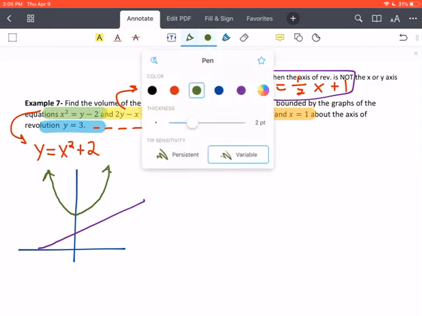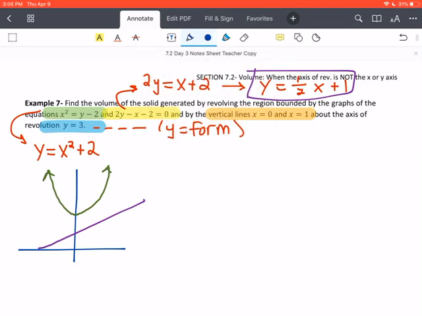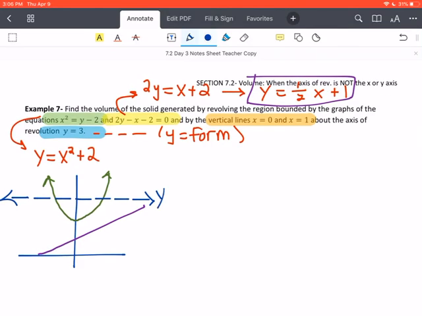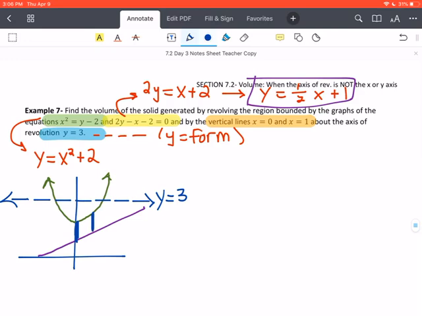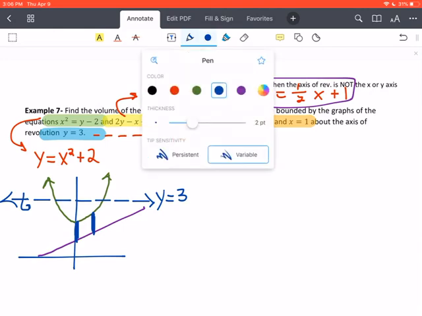And the axis of rotation, which is y equals 3, is going to be occurring above the parabola here. So this is y equals 3. And we are focusing from the line x equals 0 to x equals 1, which is about right here. So there's no intersection. Those are just going to be our limits of integration. Okay, so we are wanting to rotate this around the horizontal axis. So we need to think about our big R and our little r.